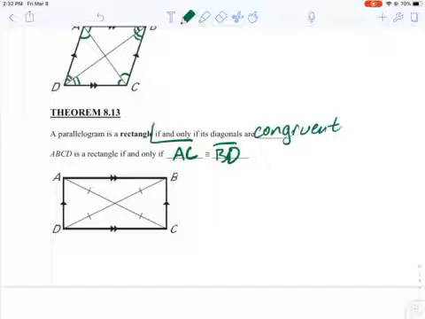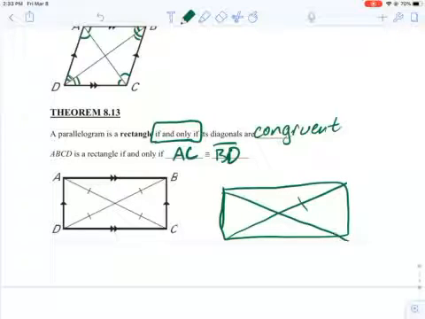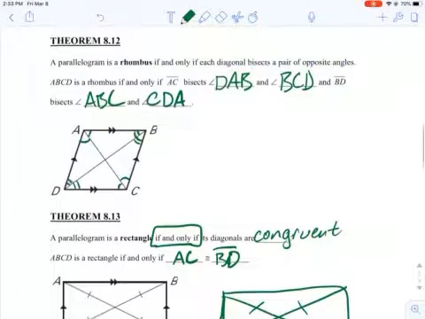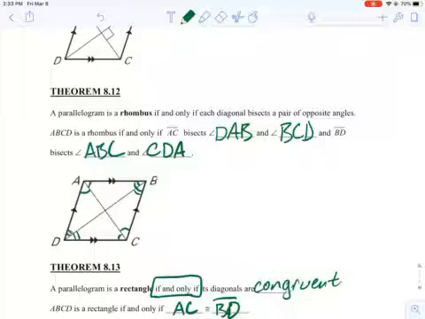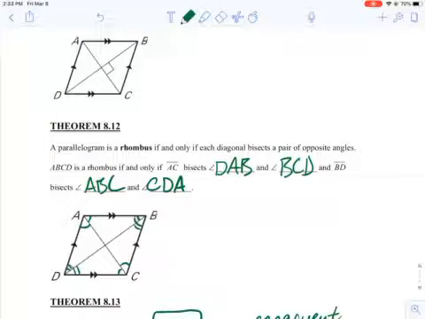And remember these if and only if parts of these properties. Remember that means it goes both ways. So if you have a shape that looks like a rectangle and its diagonals are given to you as congruent, we know that has to be a rectangle. Same thing for the other 2. If you have this property to begin with, then you know it has to be that shape. So if it just gives you a 4-sided shape that has that property, you know which shape it is after that.